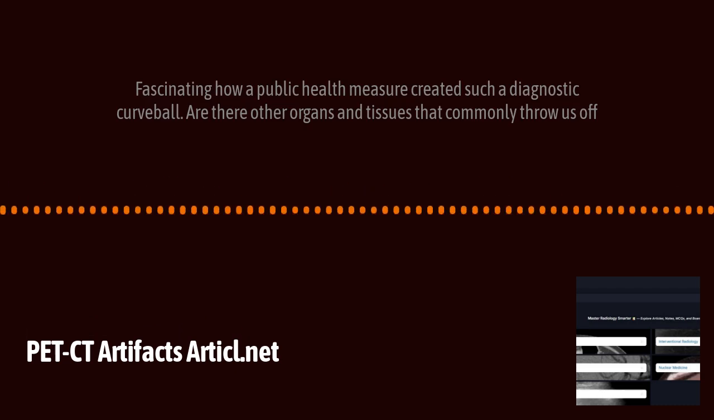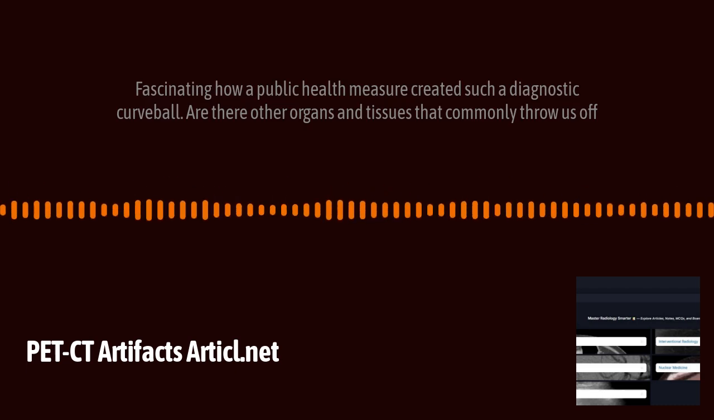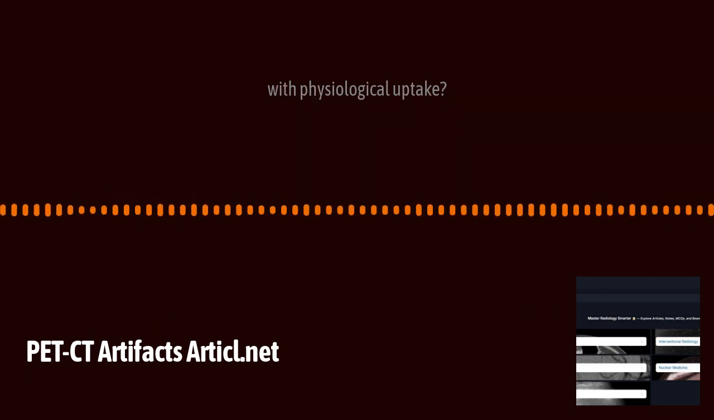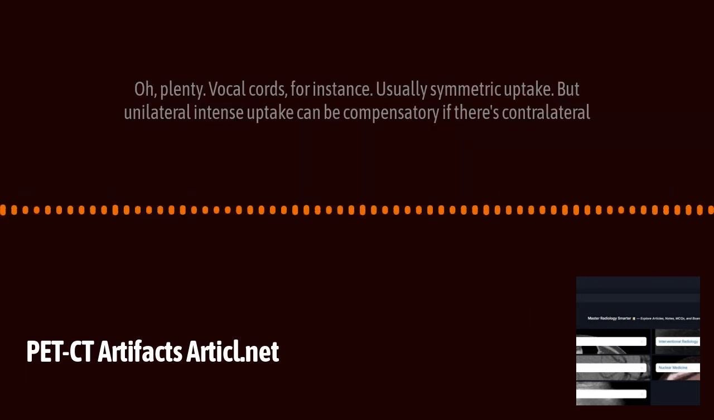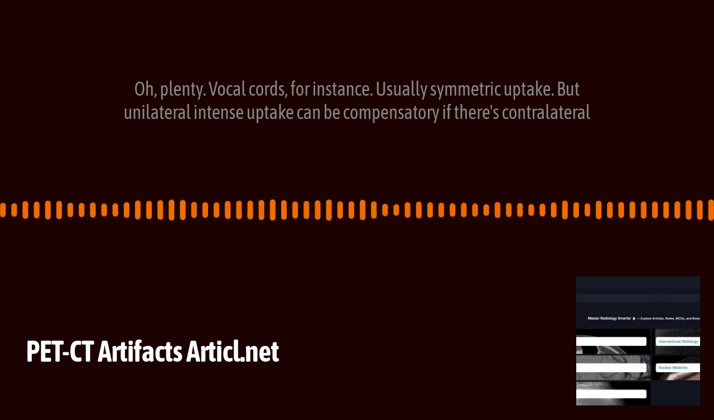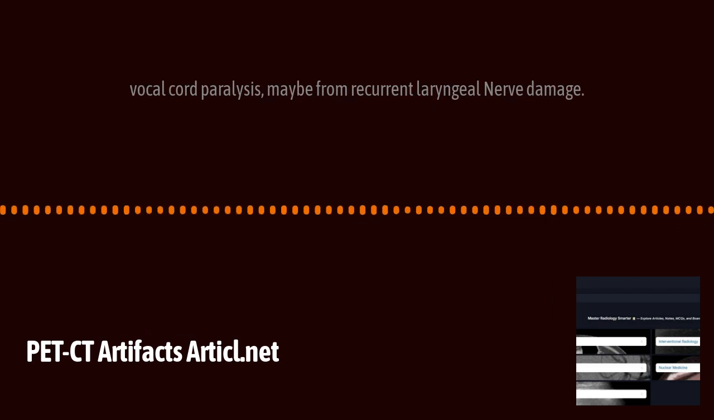Fascinating how a public health measure created such a diagnostic curveball. Are there other organs and tissues that commonly throw us off with physiological uptake? Oh, plenty. Vocal cords, for instance. Usually symmetric uptake, but unilateral intense uptake can be compensatory if there's contralateral vocal cord paralysis, maybe from recurrent laryngeal nerve damage. Interesting. What about the gut?